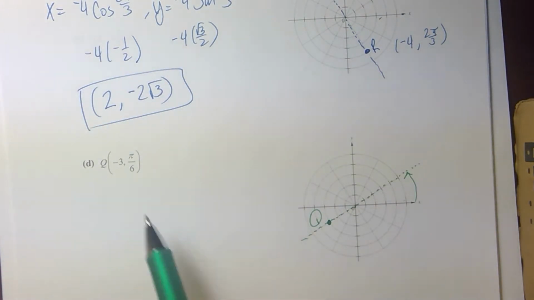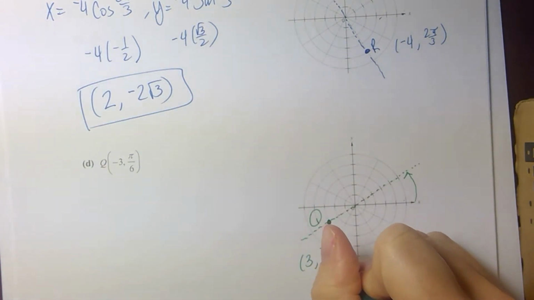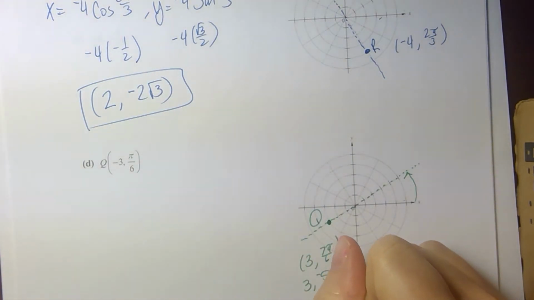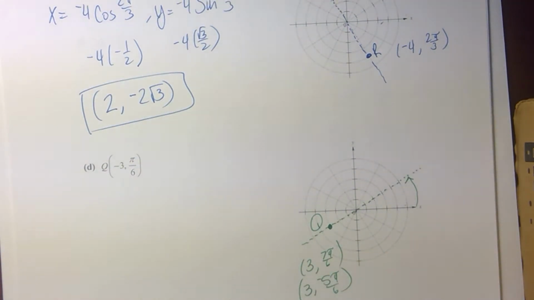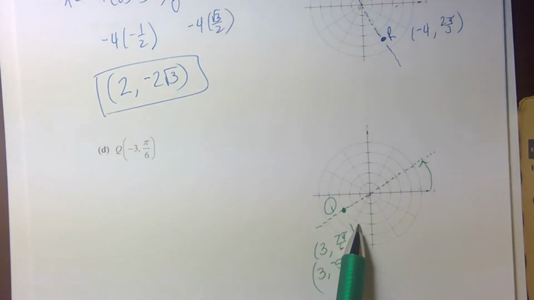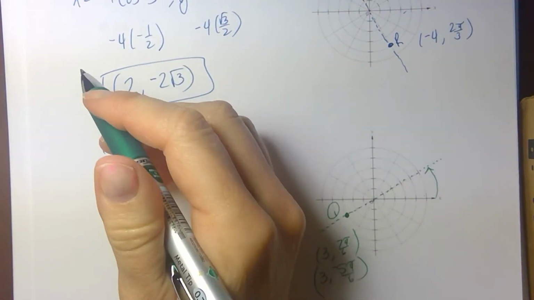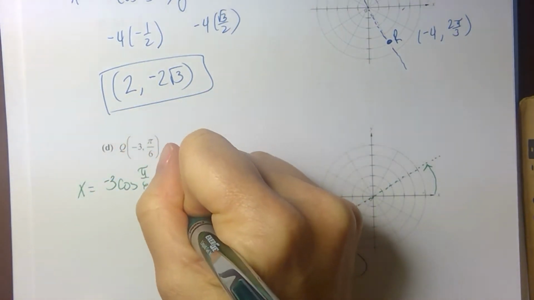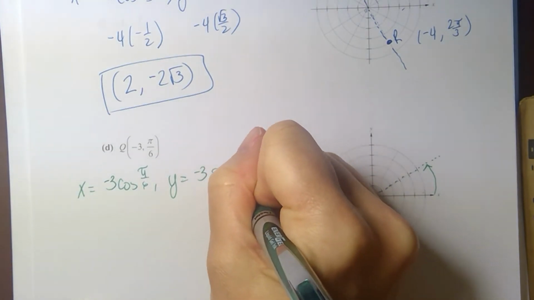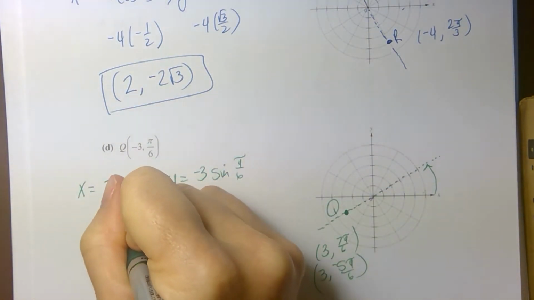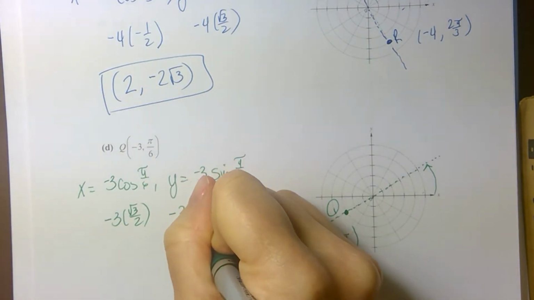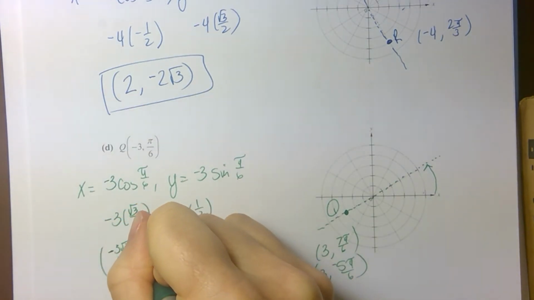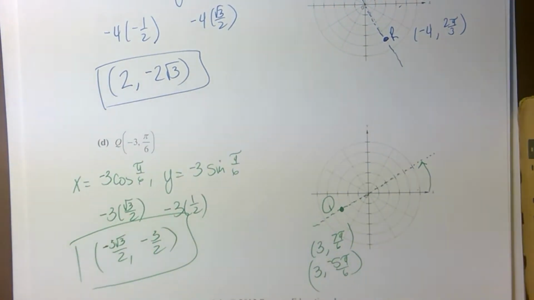We were given (-3, π/6). I've written down a couple of other options. That's the same thing as a positive (3, 7π/6) or a positive (3, -5π/6). Those are two other polar coordinates that get us to the same point. There's only one set of rectangular coordinates though for that location. x is negative 3 cosine π/6, and then y is negative 3 sine of π/6. So my rectangular coordinates are negative 3 square root 3 over 2 and negative 3 halves. Both are negative because I'm in quadrant 3.